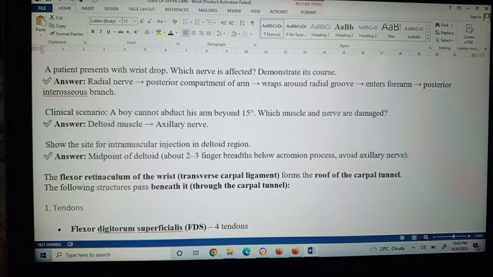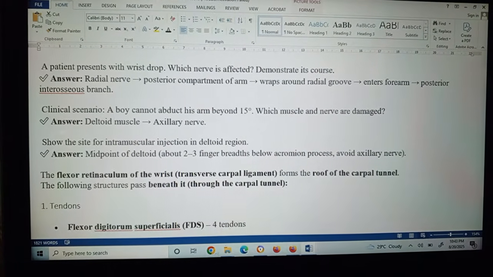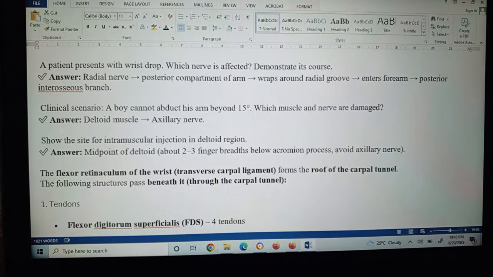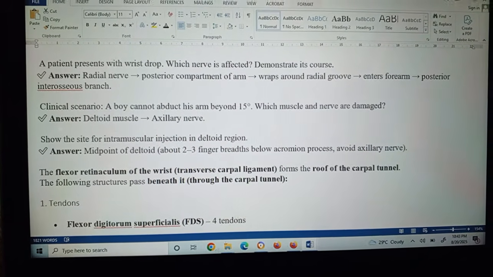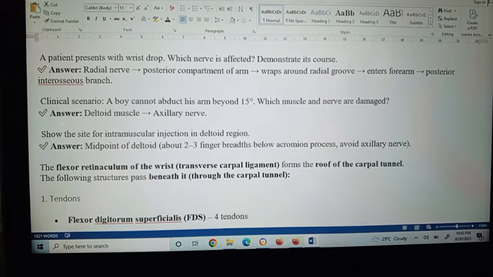This question is very important for every discipline. It can be asked on the interactive station, to identify the point where the IM injection should be given.